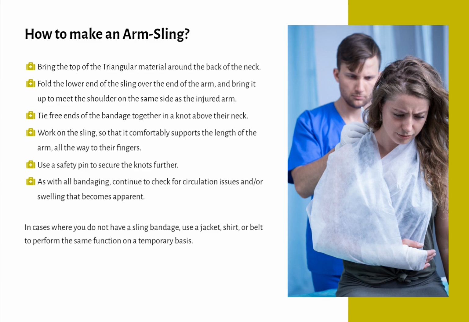Tie free ends of the bandage together in a knot above their neck. Work on the sling so that it comfortably supports the length of the arm all the way to the fingers. Use a safety pin to secure the knots further. As with all bandaging, continue to check for circulation issues and/or swelling that becomes apparent. In cases where you do not have a sling bandage, use a jacket, shirt, or belt to perform the same function on a temporary basis.